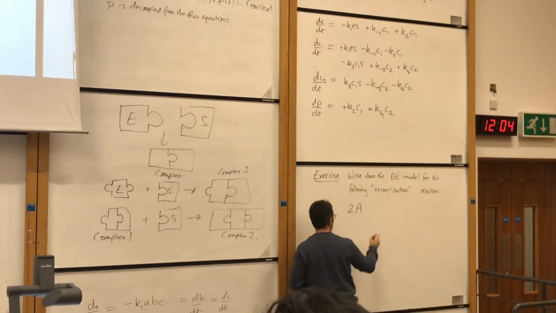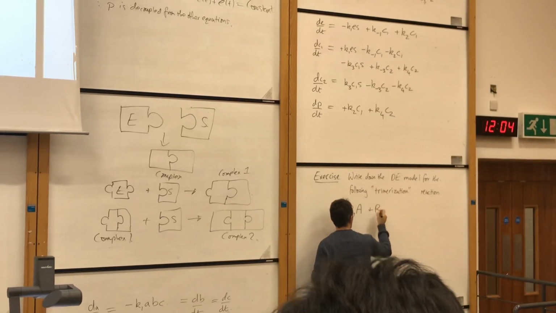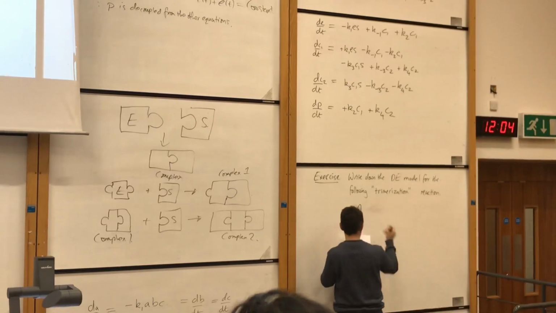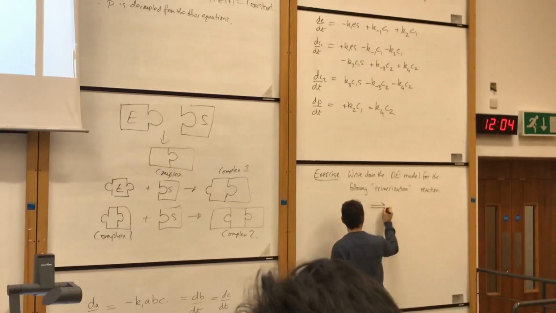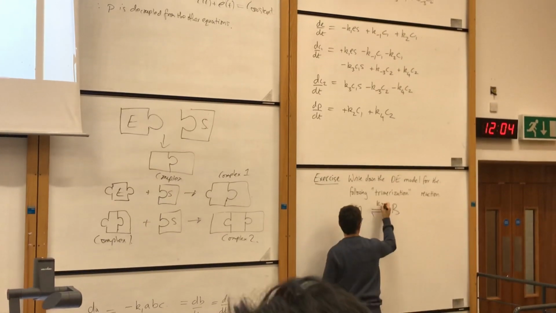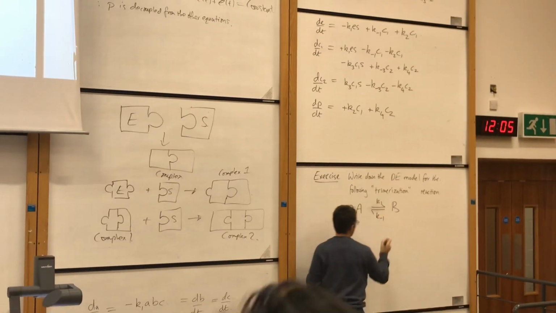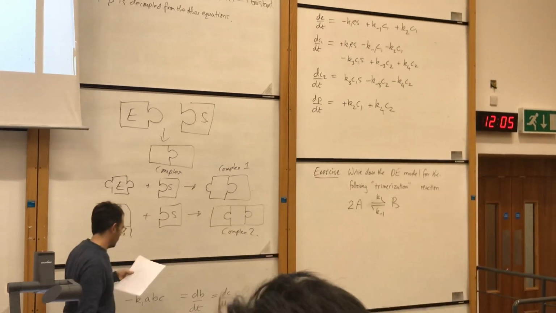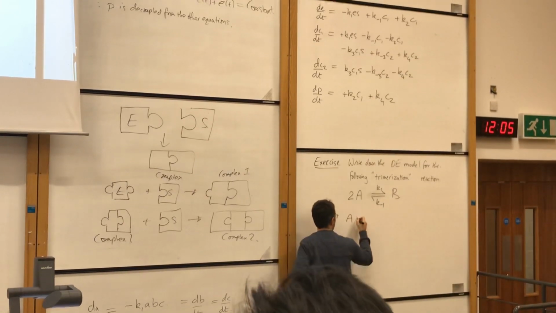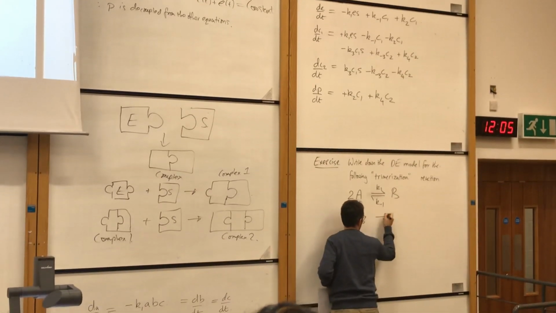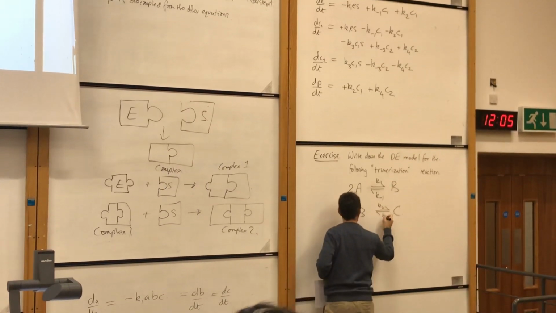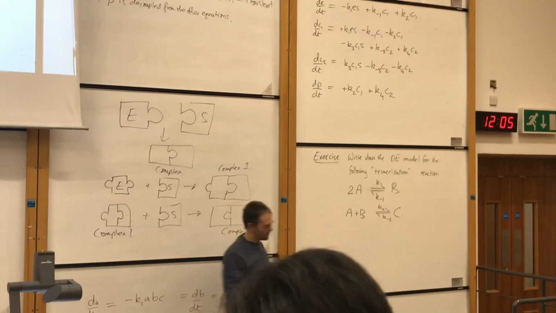reaction where two molecules of A combine together to form a molecule of B. So 2A goes to B, and that's going to be a reversible reaction, with rate constants K1 and K minus 1. And then in a second step, A plus B forms C with rate constants K2 and K minus 2.